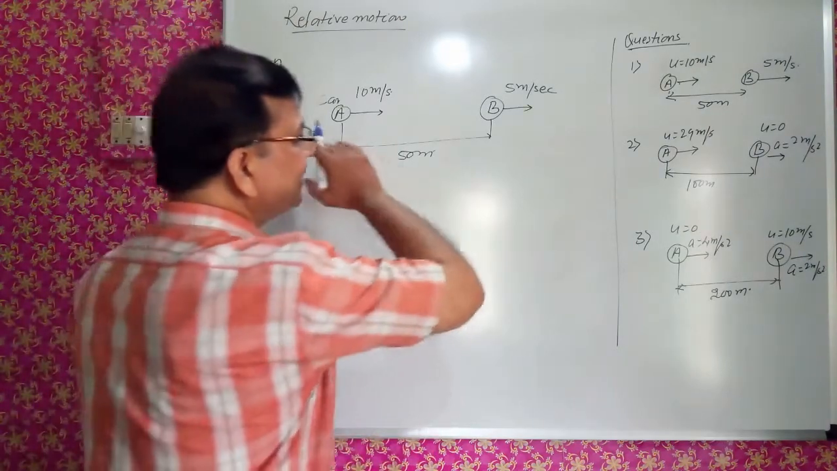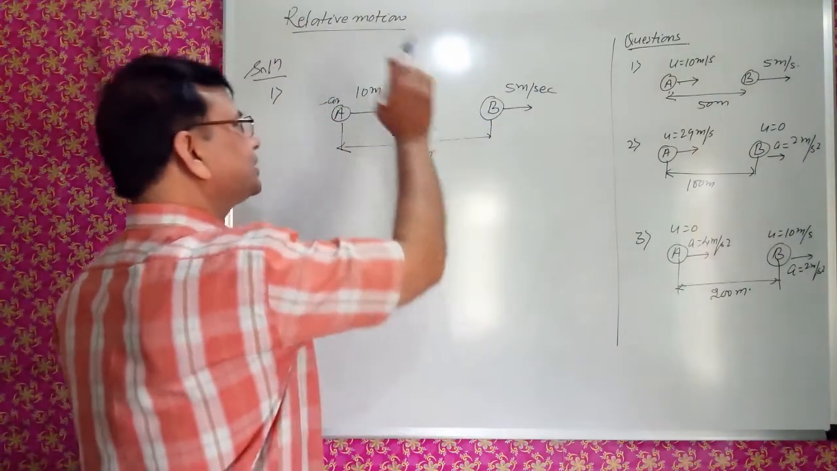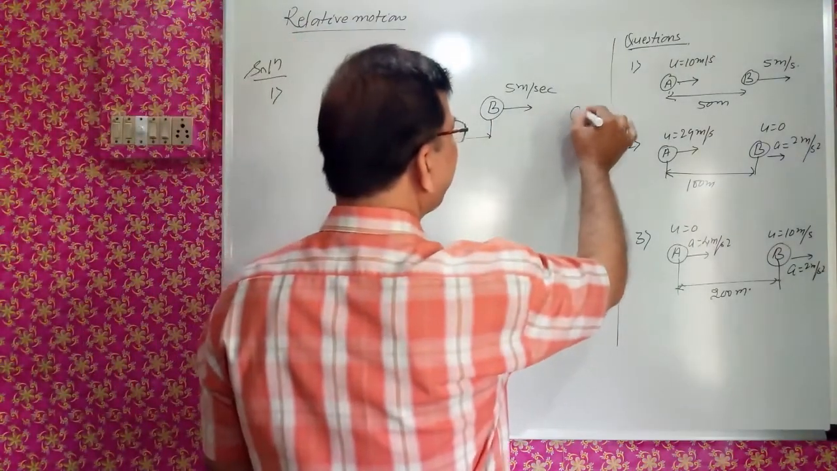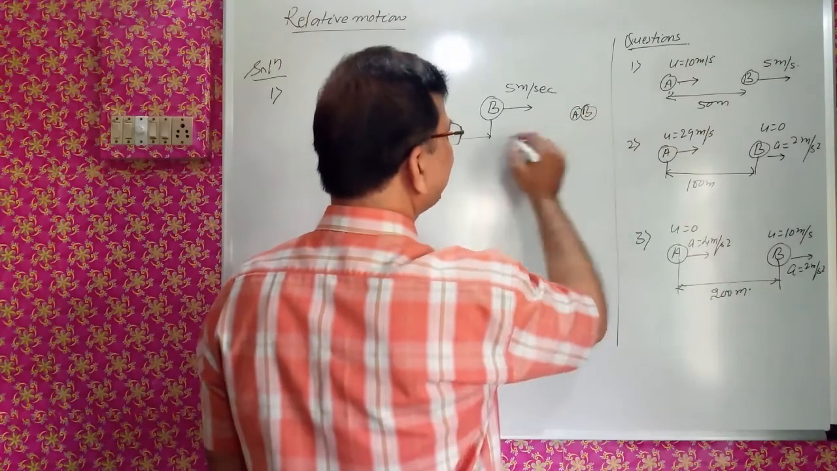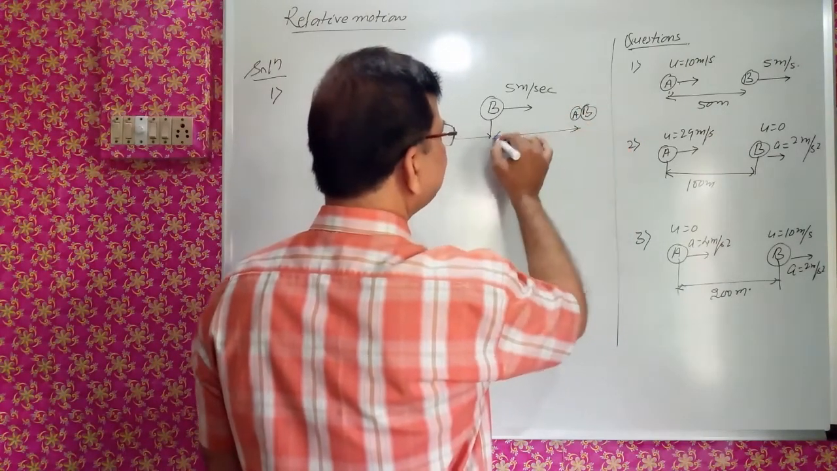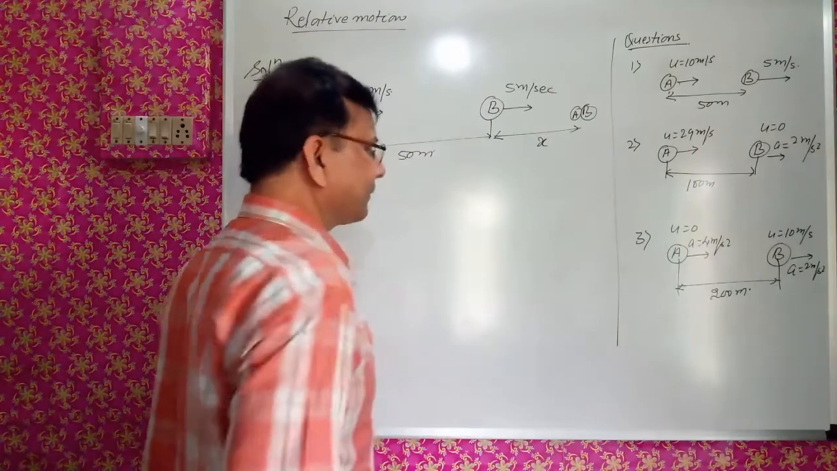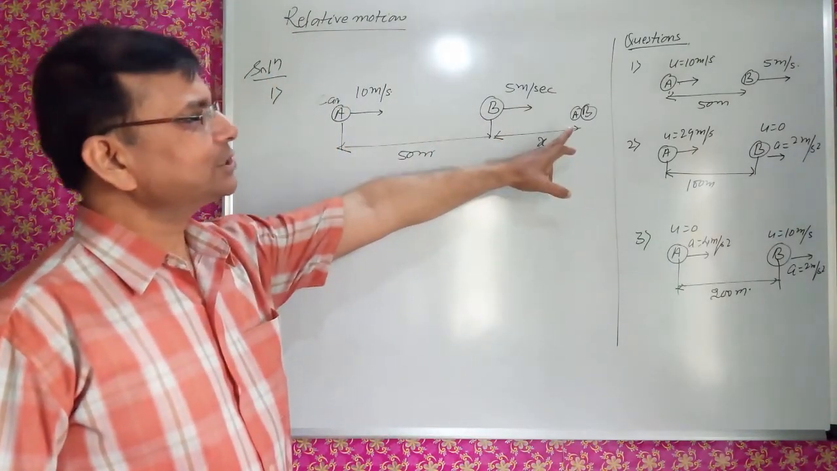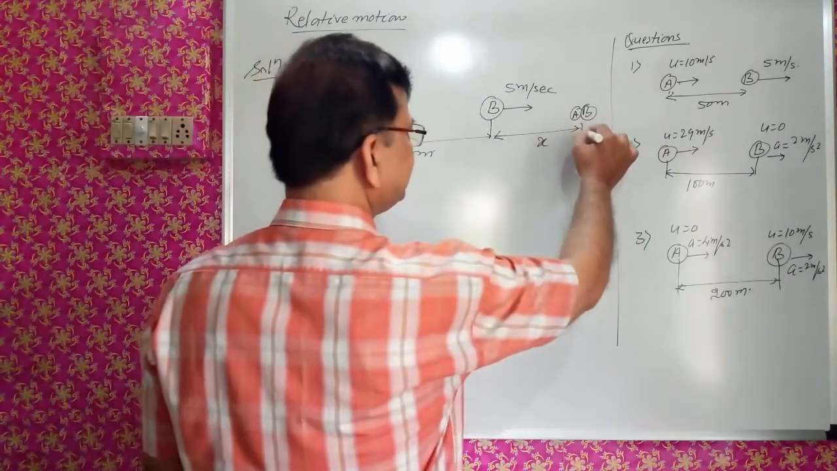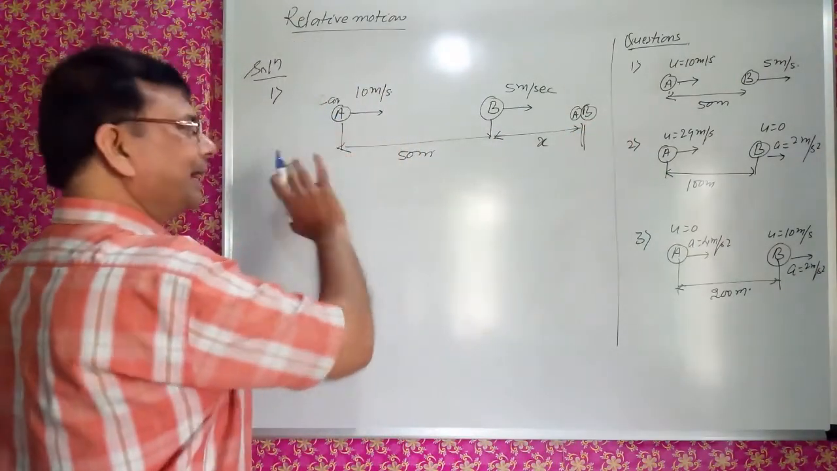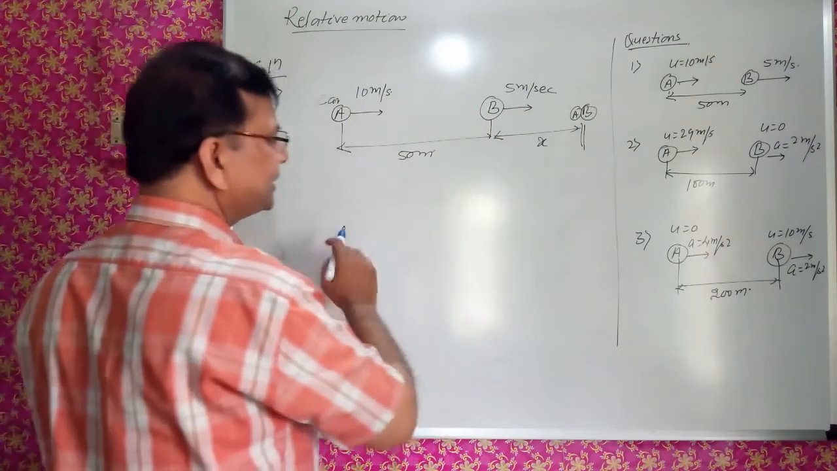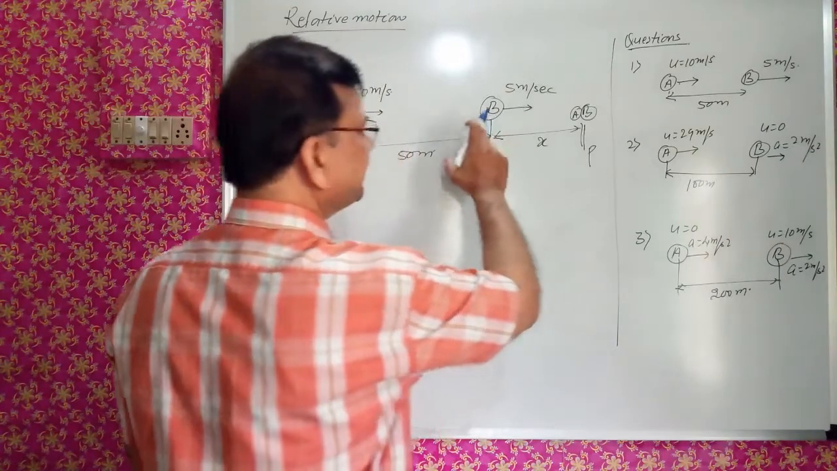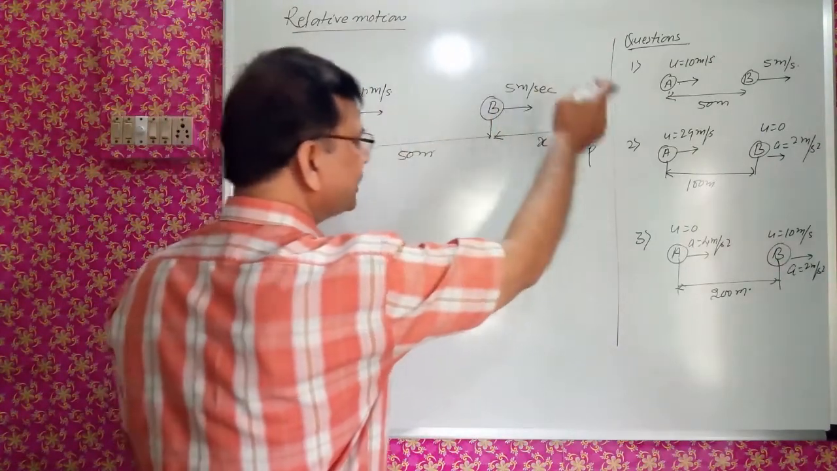Now, since B is also moving, and A is also moving, the velocity of A is more than that of B. Suppose they meet at a distance x from here. Suppose it takes t seconds for B to reach this point, and at the same time A will also reach. Suppose this point is P. B is reaching at P and A is also reaching at P.